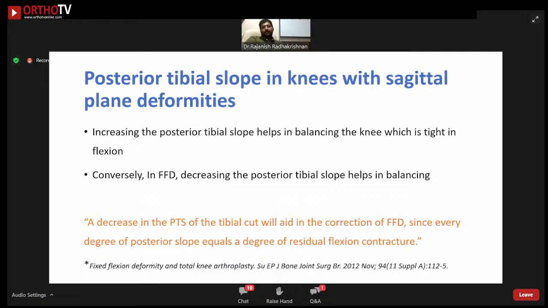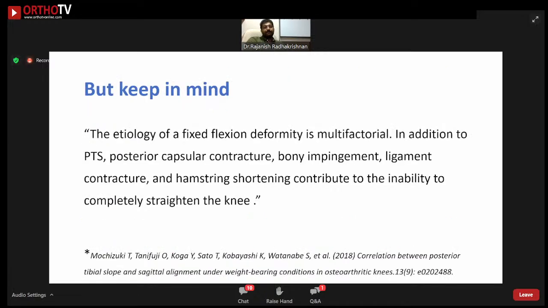The effect of posterior slope in sagittal deformities is this: if there is a fixed flexion deformity, you decrease the posterior slope, which can increase extension. If you increase the posterior slope, you can increase flexion also. But always keep in mind that the fixed flexion deformity is multifactorial. You have to take care of all the things to correct it.